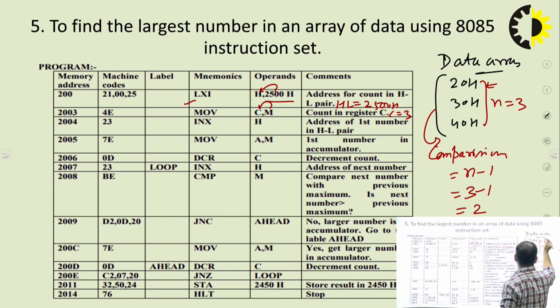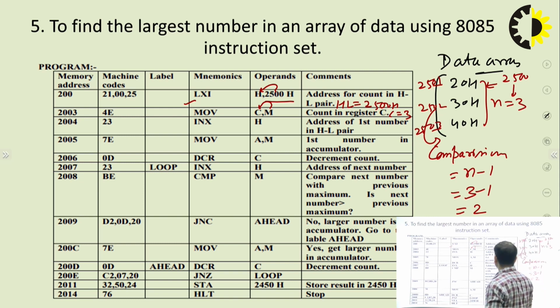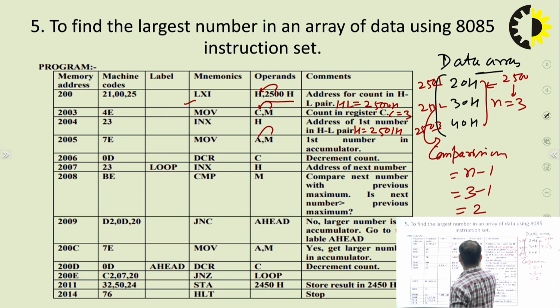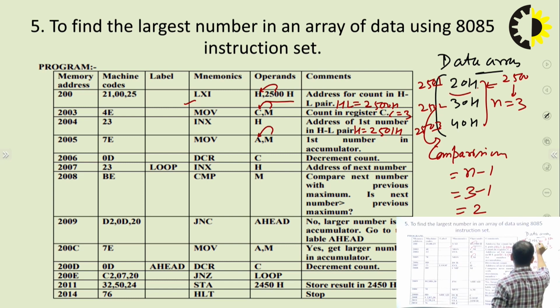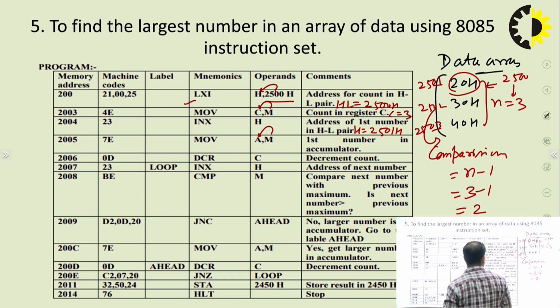So this is for the memory location 2500, and this one is for 2501, this is for 2502, and so on. So in this way we can use these memory locations. Let's see INX H. So at this time HL pair value is 2501H. Then MOV A, M: move the content of M into the accumulator. So 2501 contains 20H, so 20H will be stored into the accumulator. So accumulator value is 20H.